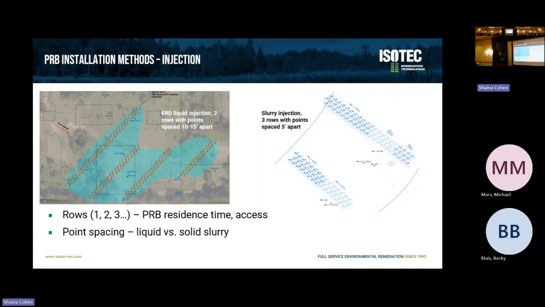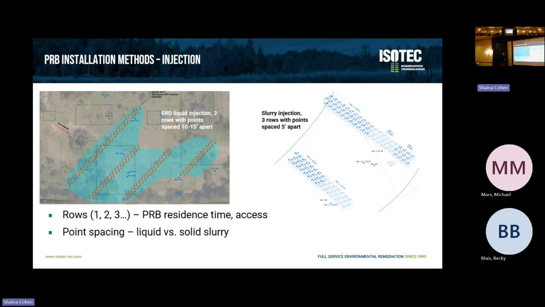And with injection methods for PRBs, some of the different design parameters we want to be looking at are how close are the injection points going to be with each other? How many rows do we have? So in this case, this was a 3.5 acre plume where we had multiple PRBs. They were spaced 50 to 70 feet apart, somewhat on axis. And each of these had 2 rows. Here's another multi-acre plume where we had 3 rows of injection points.